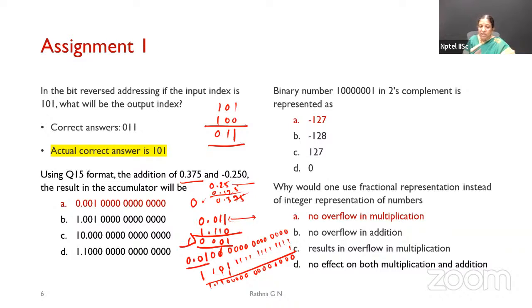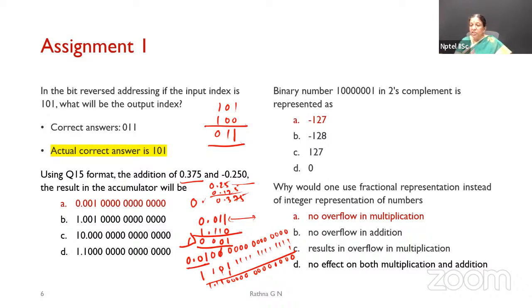Which is a positive number. As you can see, 0.375 minus 0.25 has to be 0.125, so you have got the result correctly. If it is a negative number, then our negative bit will be continuing.